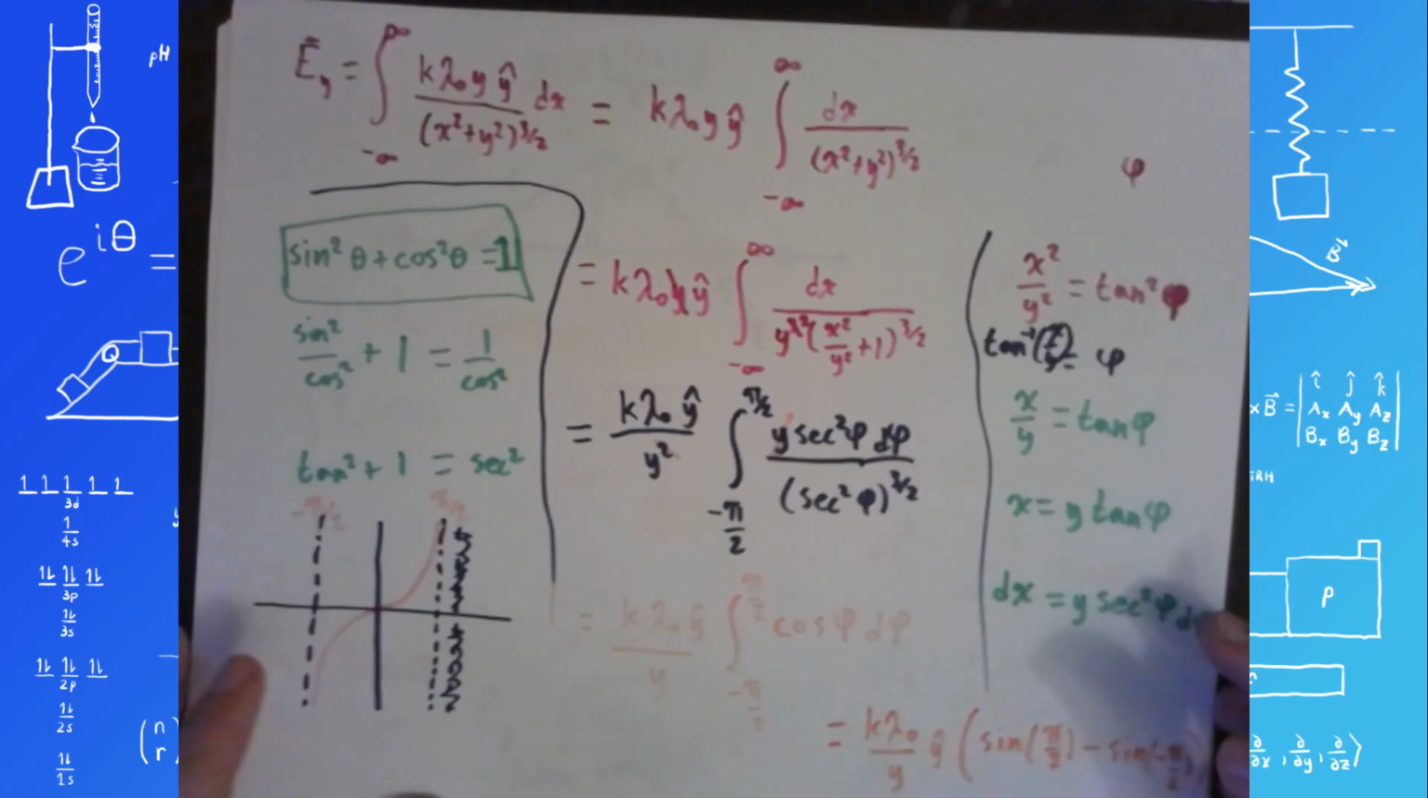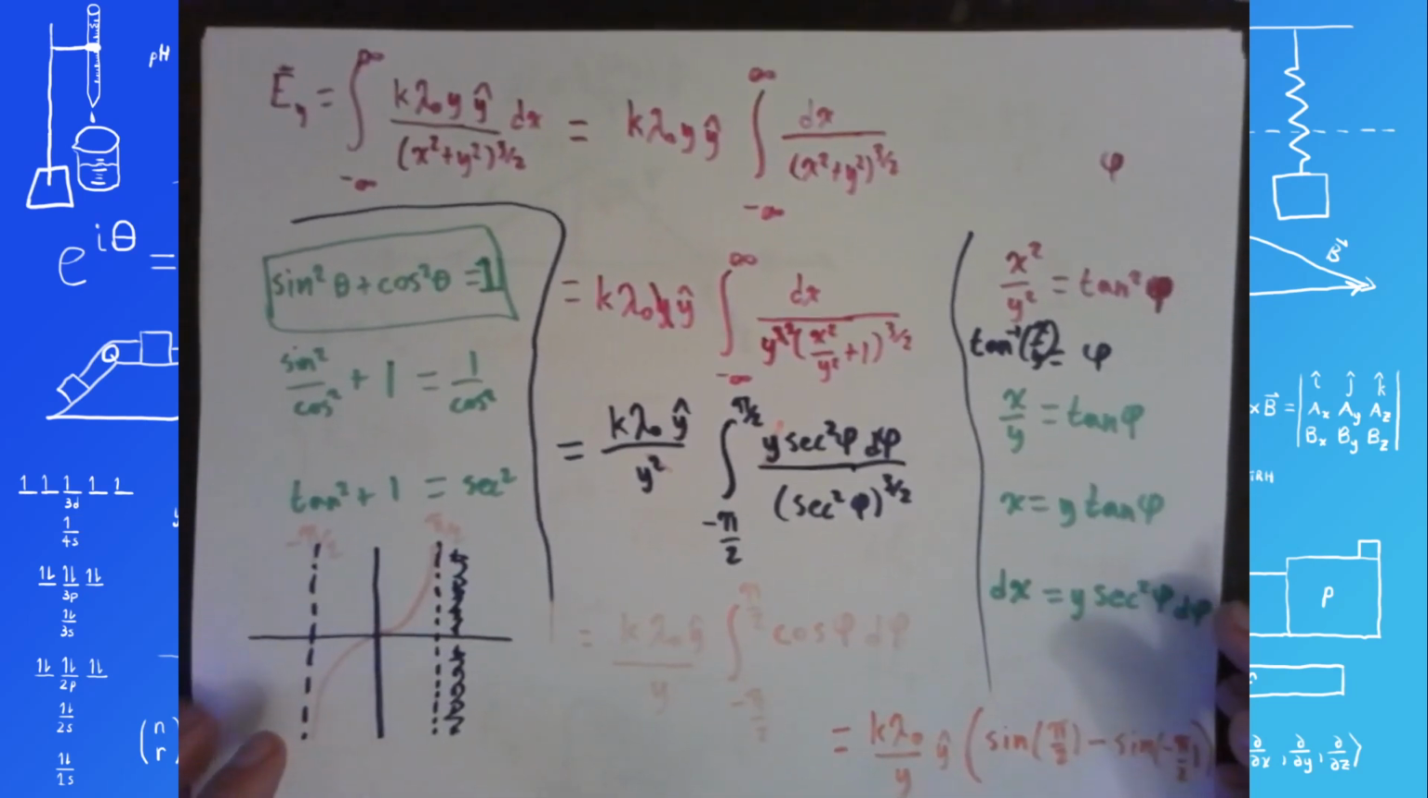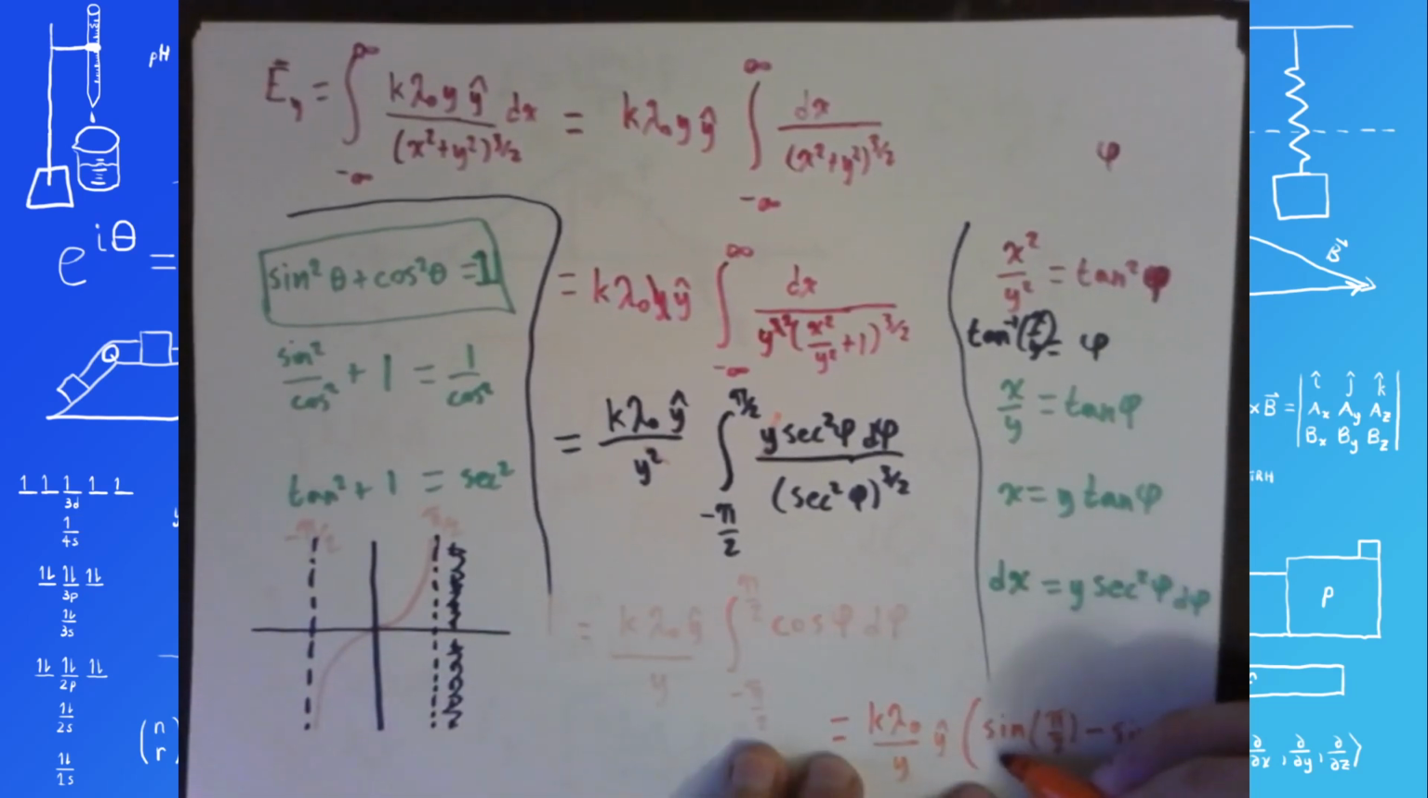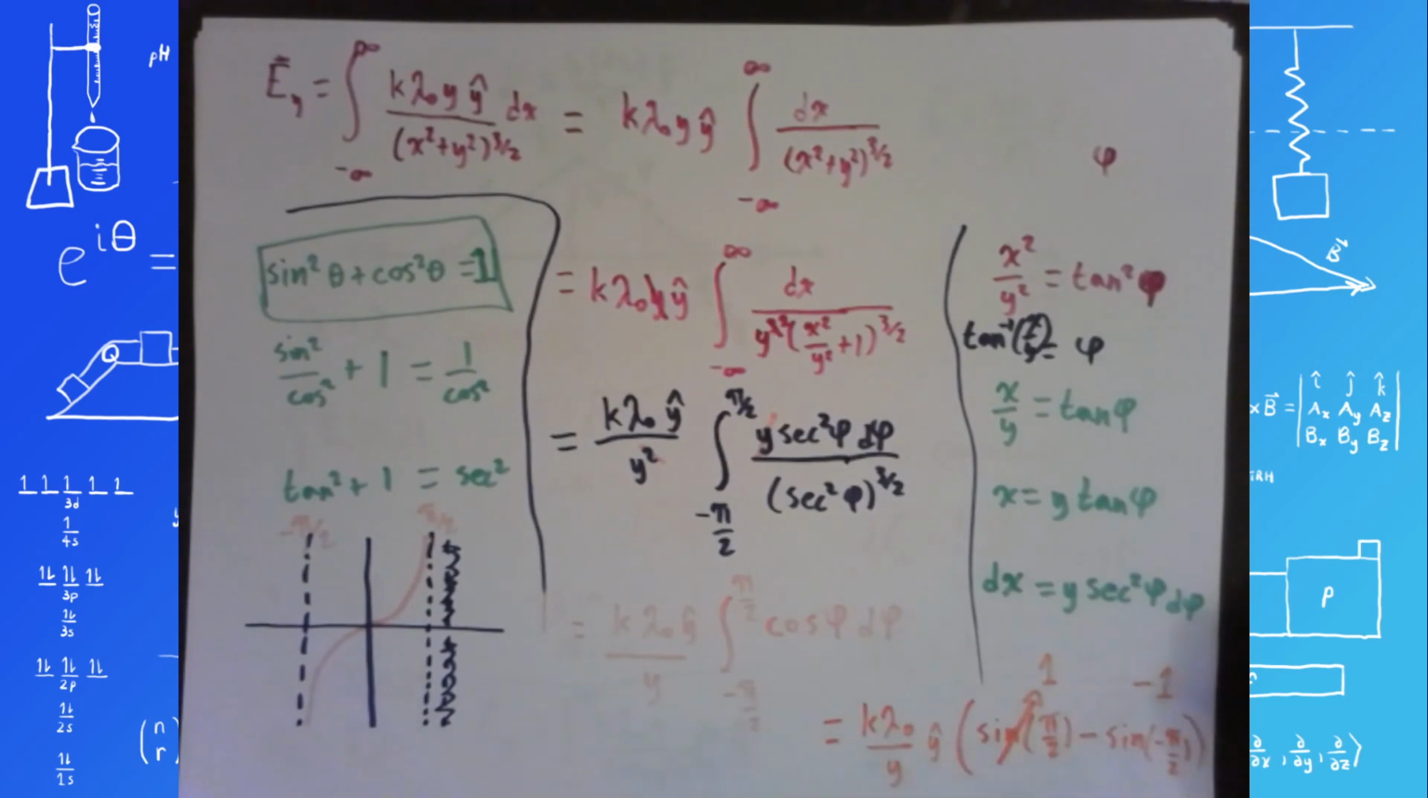Well, I know sine of pi over 2, or sine of 90 degrees, is equal to 1. And I know sine of negative pi over 2 is equal to negative 1. So 1 minus negative 1 is 2. So we are actually getting something here.